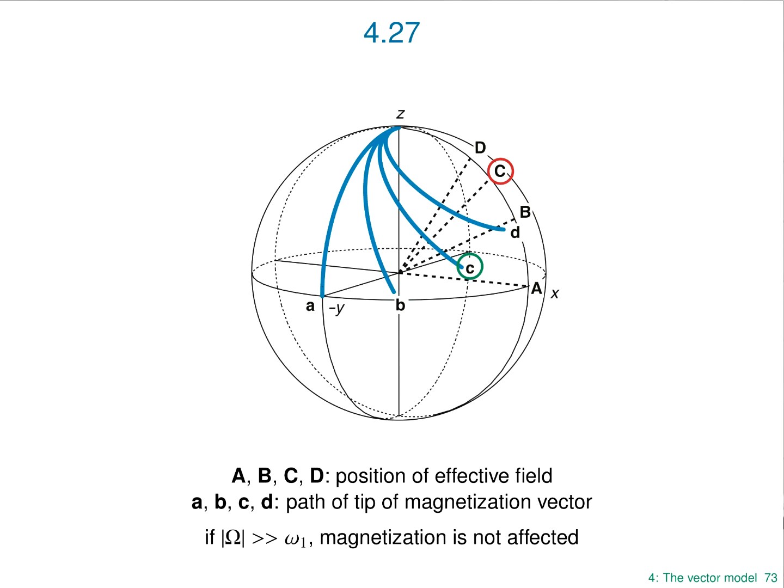And if you go further off resonance to C, the effective field tilts up even further, and you'll see the magnetization curls even more. And if you go even further off resonance, you end up, as is shown here, D, with the effective field right up here, and you'll see here that the magnetization vector never gets to the xy plane. In fact, it gets closest to the xy plane along the x-axis.